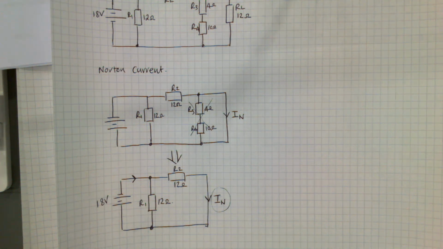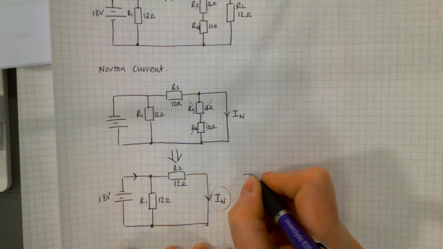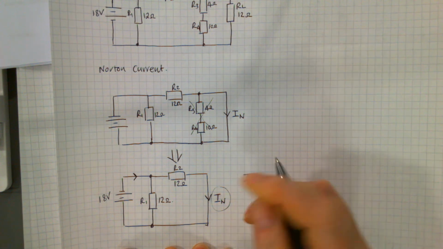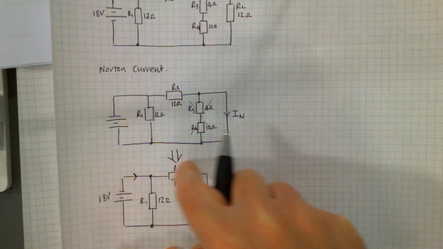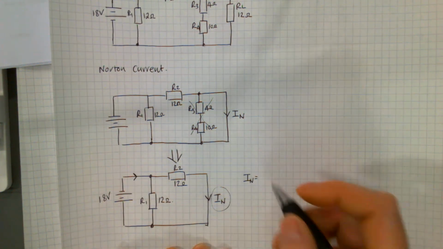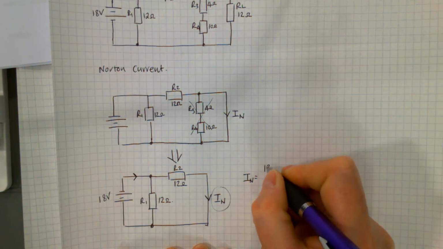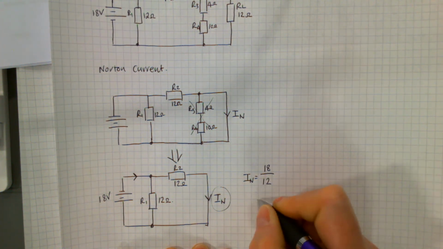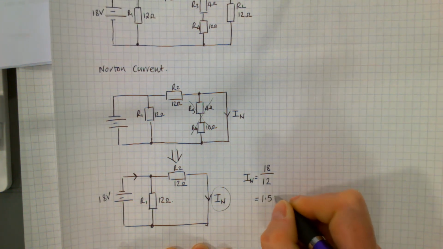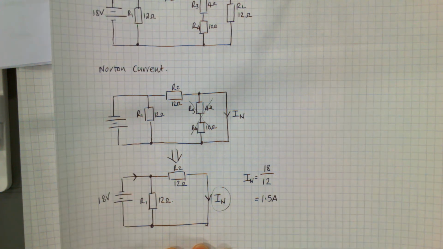To get the current IN, you know the voltage across it's the same as the supply voltage. It's just a parallel circuit now. So it's 18 divided by 12. 1.5 amps. It's as straightforward as that.